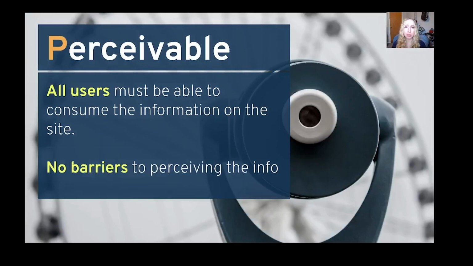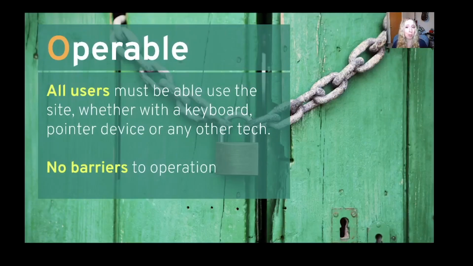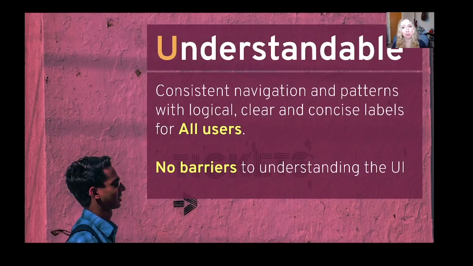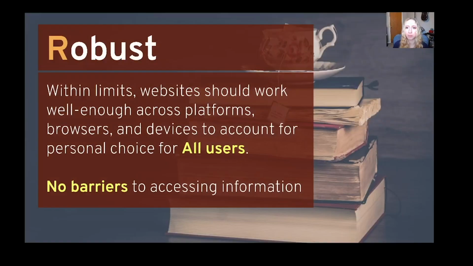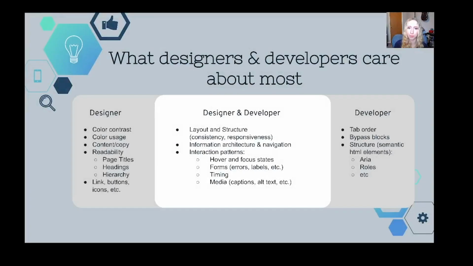Perceivable, a user must be able to consume or perceive visually or audibly all pertinent information regardless of device or technology. Operable, it should be operable or a user must be able to interact with the site and its information. It should be understandable, or the information must be clear and understandable to the user, including things like consistent navigation and patterns with logical, clear, and concise labels for all users. So basically nothing confusing, or basic UX stuff. And it should be robust. Within limits, websites should work well across platforms, browsers, and devices to account for personal choice of all users.